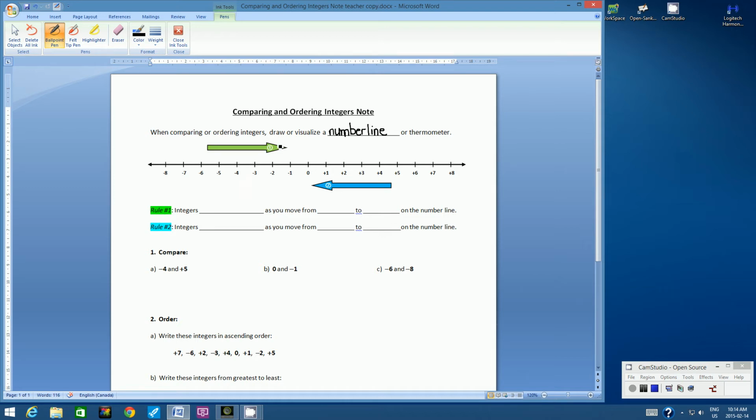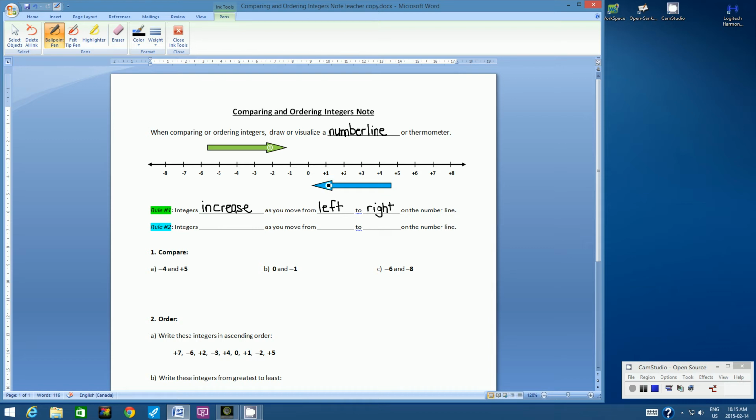Rule number 1: integers increase as you move from left to right on the number line. So that makes sense. If we look at rule number 1, we see all of these integers increasing. So rule number 2 should be its opposite.